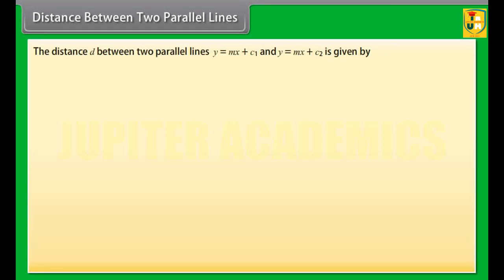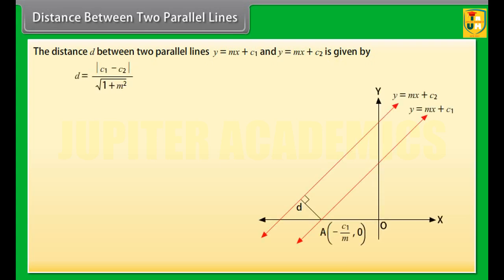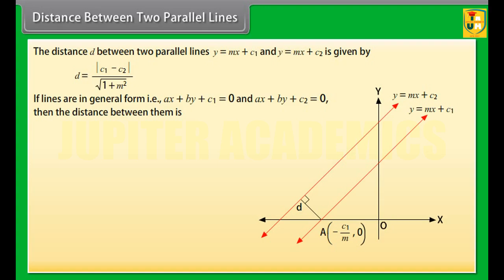Distance between two parallel lines. The distance d between two parallel lines, y is equal to mx plus c1 and y is equal to mx plus c2 is given by d is equal to modulus of c1 minus c2 by square root of 1 plus m square. If lines are in general form, that is ax plus by plus c1 is equal to 0 and ax plus by plus c2 is equal to 0, then the distance between them is d is equal to modulus of c1 minus c2 by square root of a square plus b square.